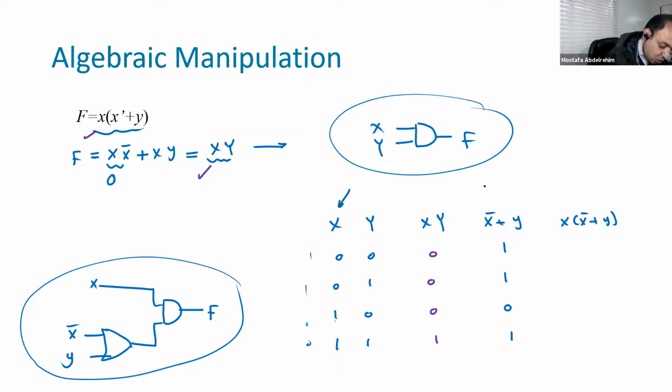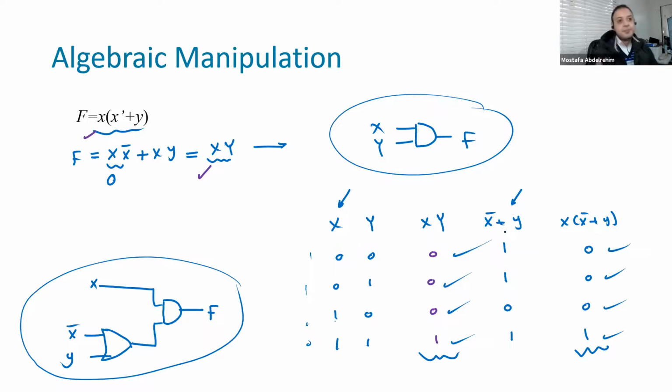So just combine this column with this column. 0 and 0 is 0, 0 and 1 is 0, 0 and 1 is 0 again, 1 and 0 is 0, 1 and 1 is 1. Now compare this with this. This is equal to this, this is equal to this. This is another proof, just a check to verify that this minimization really works.